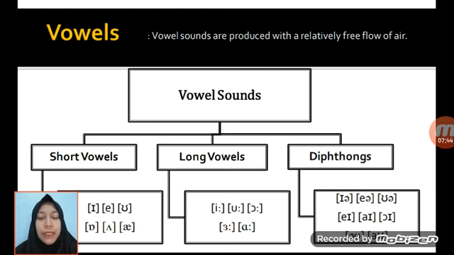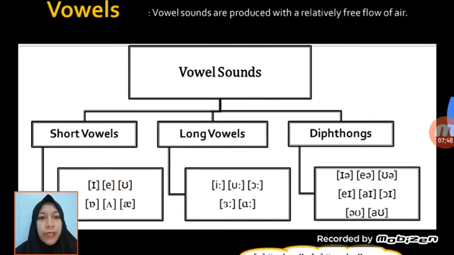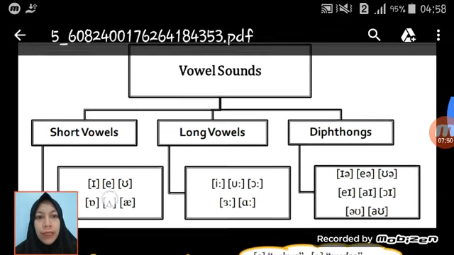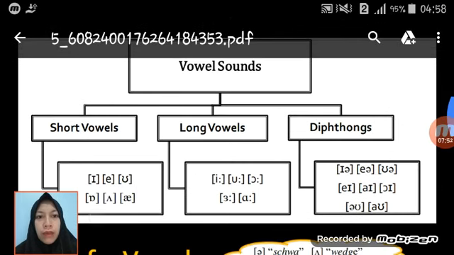Short vowels mean it is very short. For example, here you can see we have these symbols. This one is O. This one is A. This one is E.